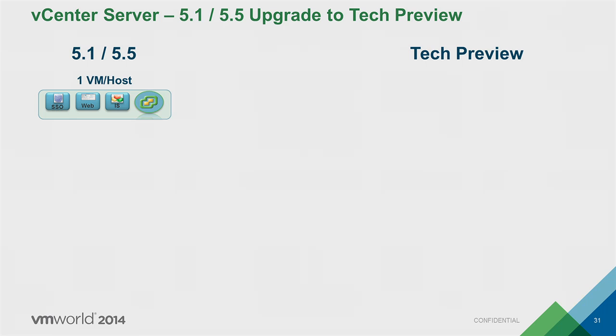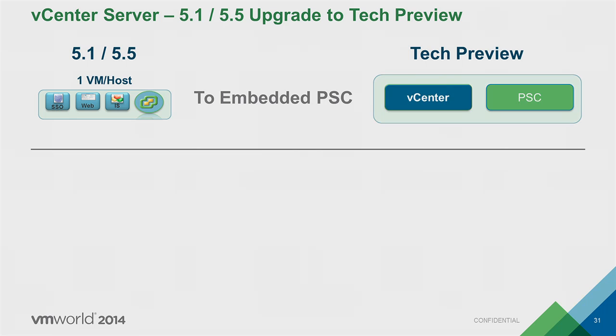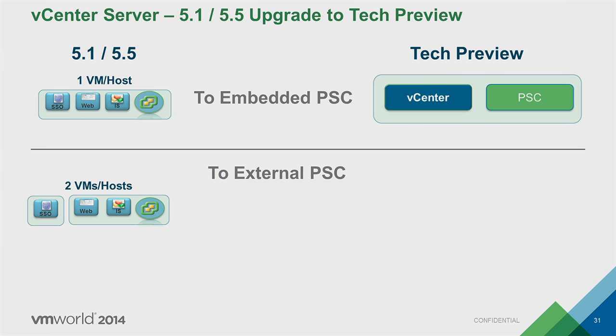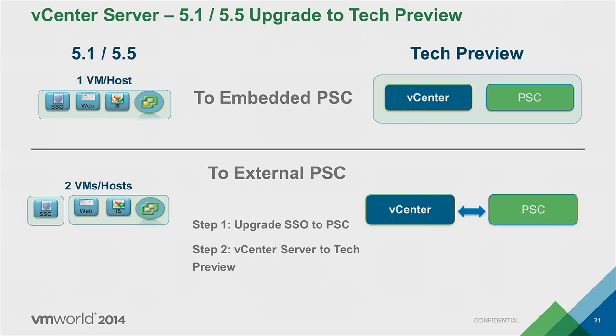In 5.1 and 5.5, we offered you platform services in the name of SSO. And if you have an embedded all-in-one install in the 5.1 and 5.5 world, we'll upgrade SSO to PSC, and we'll upgrade the remaining components of vCenter to a new vCenter instance. If you have a distributed services model in 5.1 and 5.5, if you have a 2 VM model, we'll do the same thing. We'll upgrade SSO to PSC, and then we'll upgrade vCenter to the tech preview version.